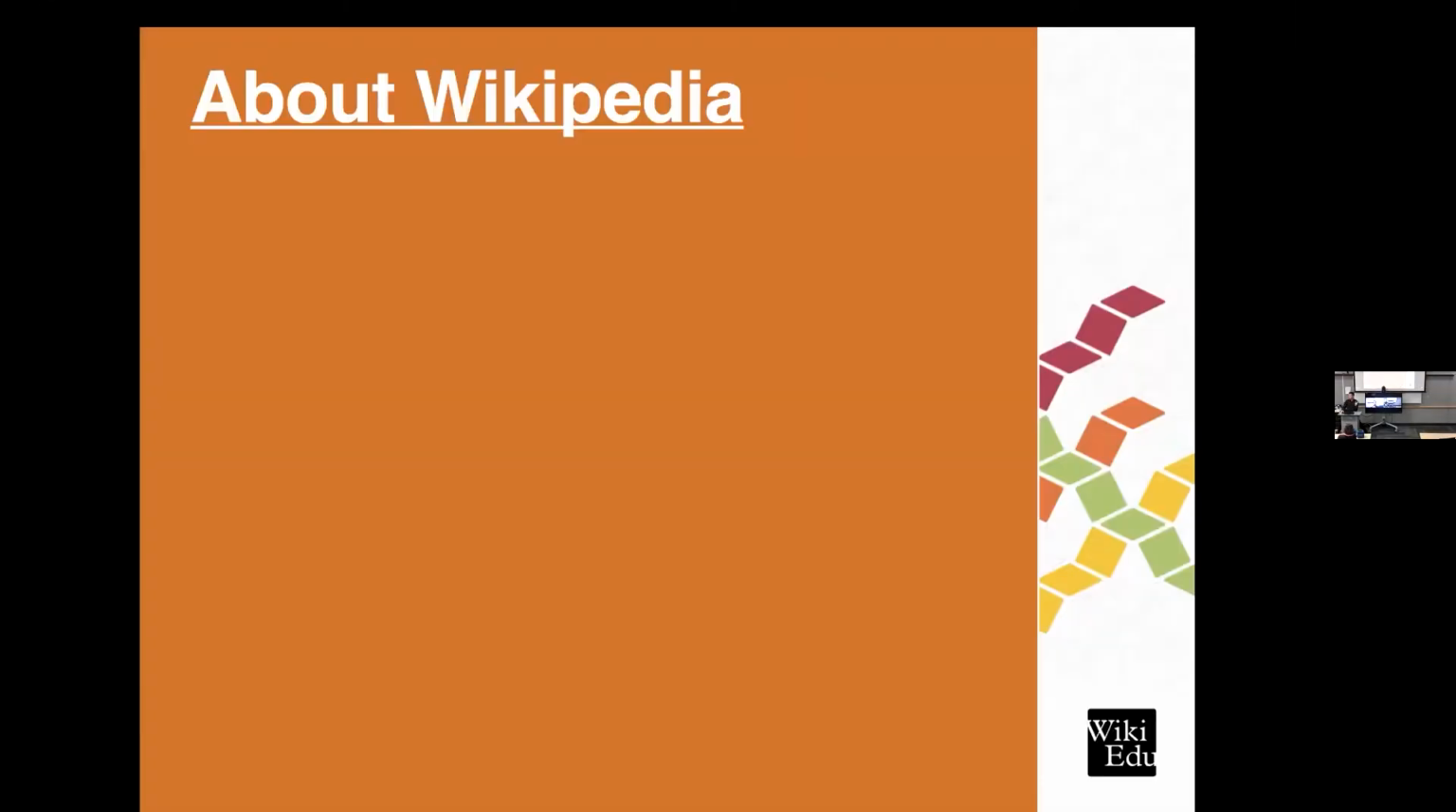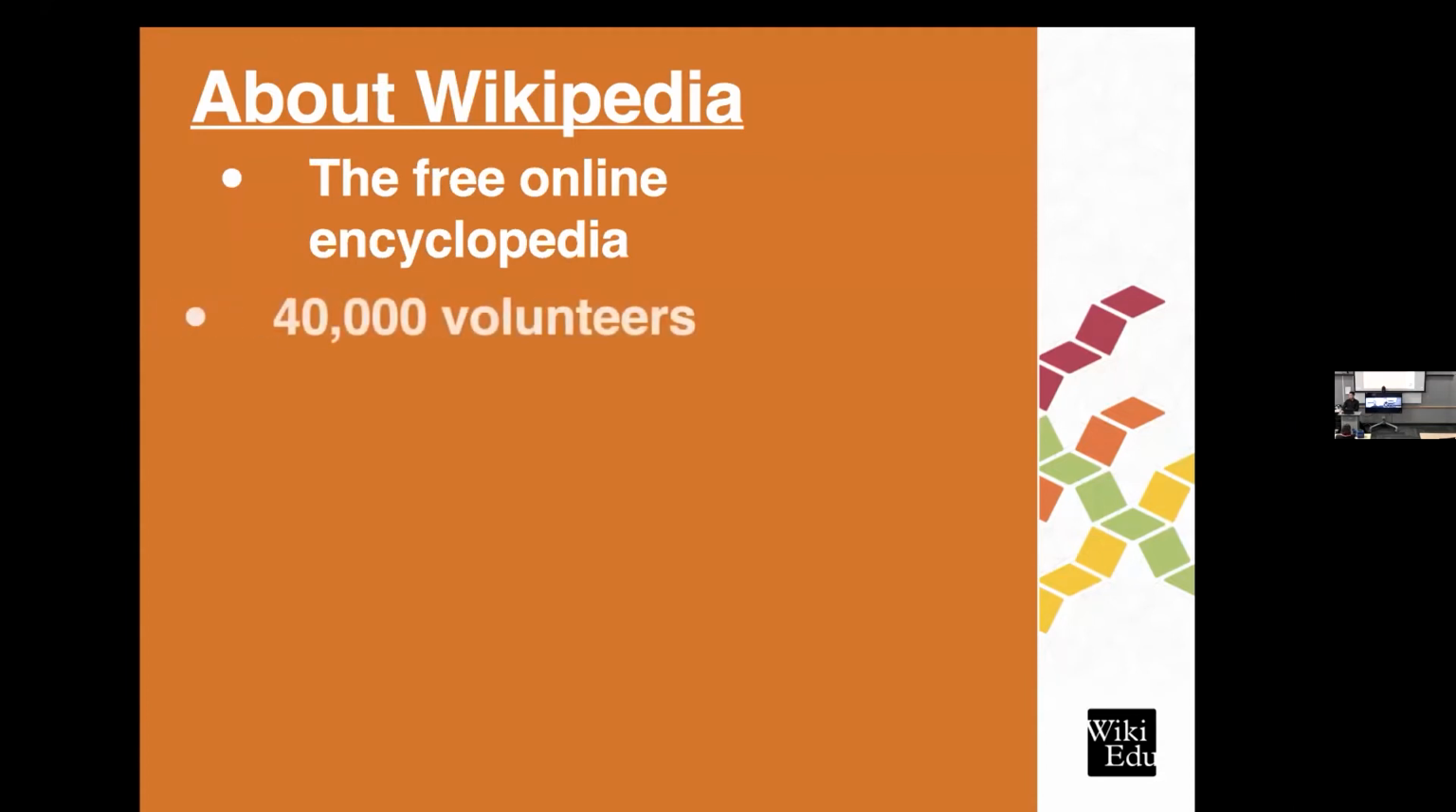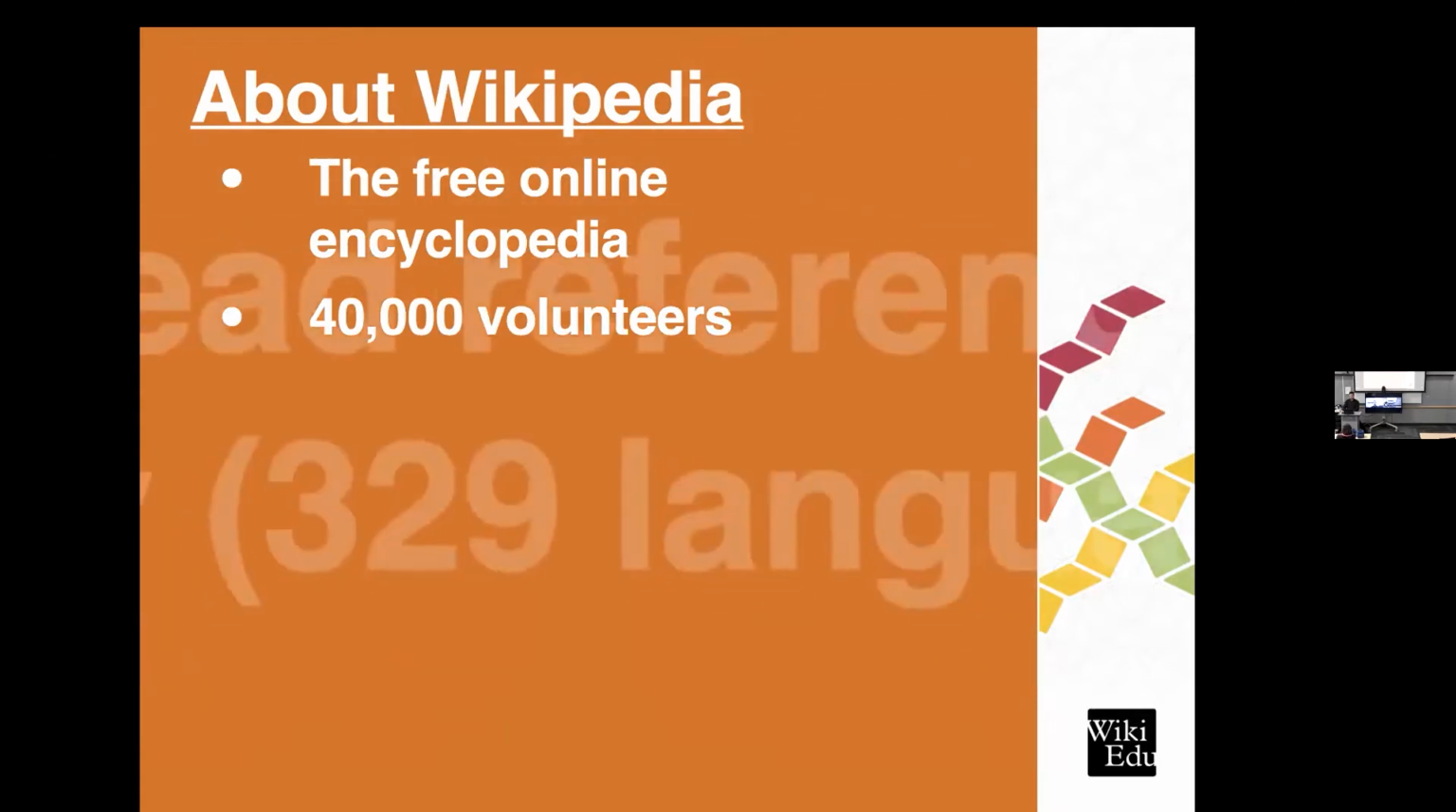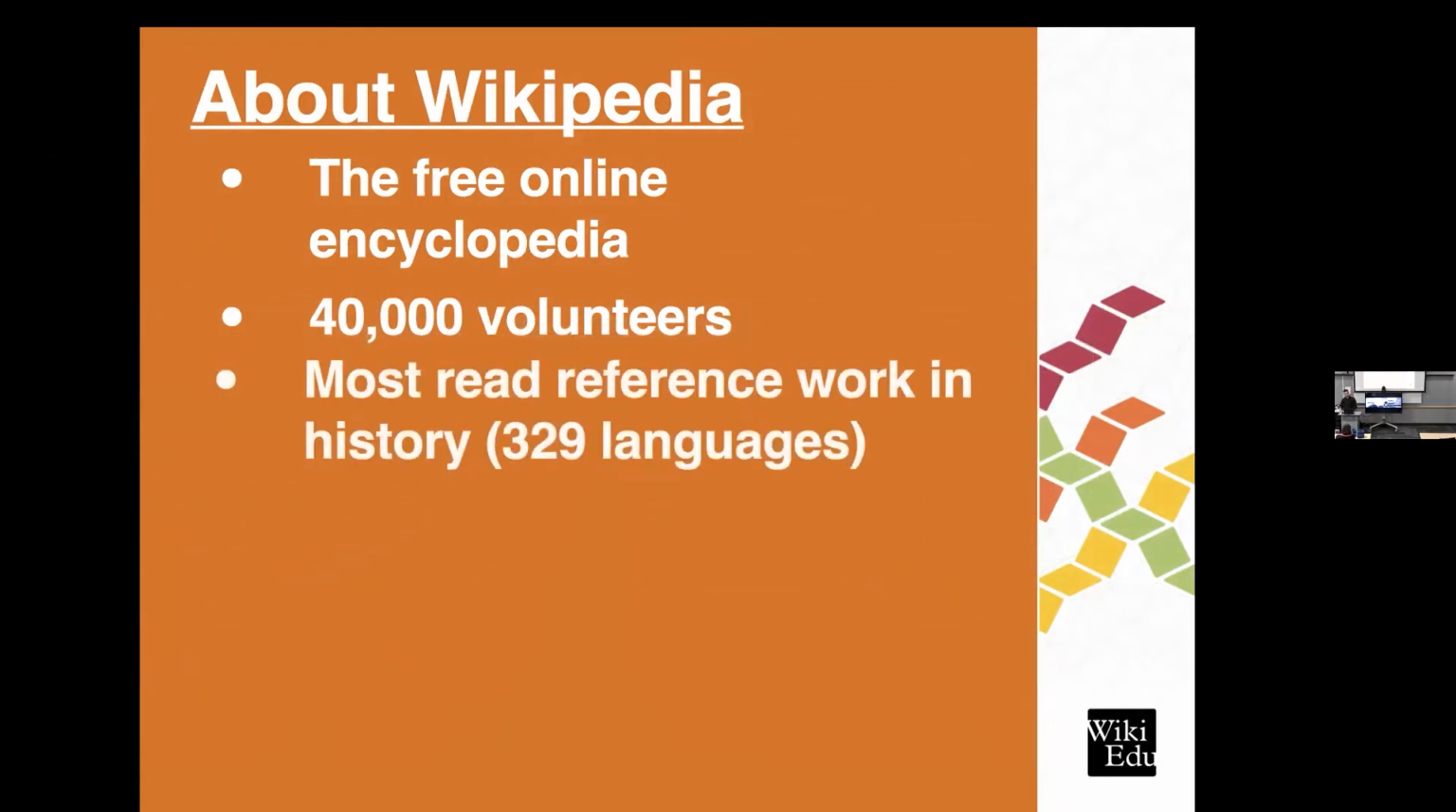Quickly about Wikipedia. It is the free online encyclopedia. It is written and maintained by over 40,000 volunteers through open collaboration. It is the largest, most read reference work in history, in over 329 languages. And in July, it was the 4th most visited website on the planet.